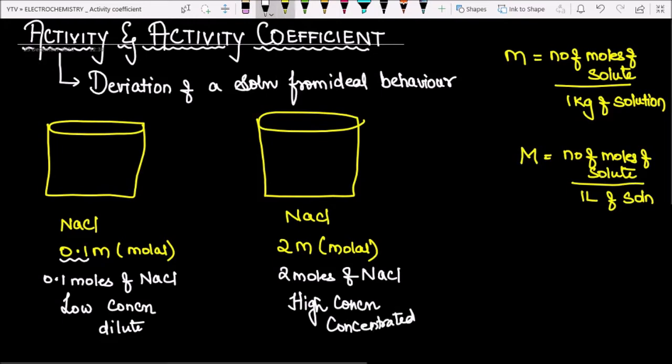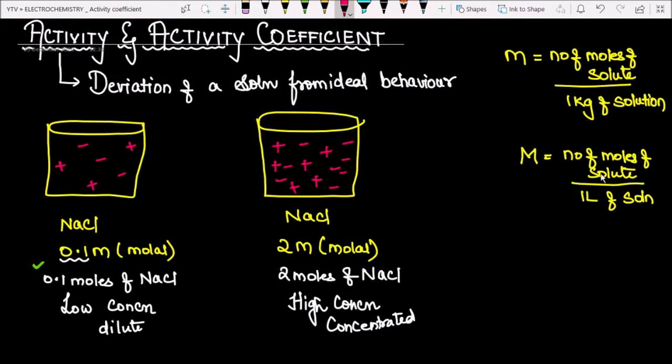Now it is an obvious fact that NaCl is ionic, right? So it will split into Na plus and Cl minus in the solution. In the first case the number of cations and anions is going to be less, because I have taken fewer moles of NaCl, whereas in the second case there is going to be a lot of cations and also a lot of anions because my concentration is very high. So these are the two scenarios.